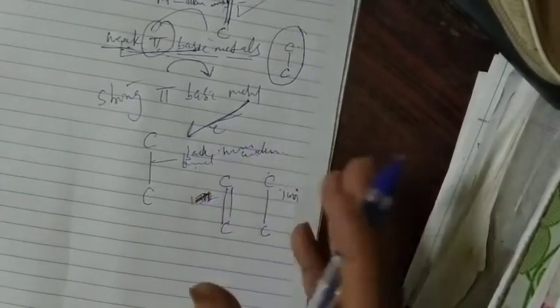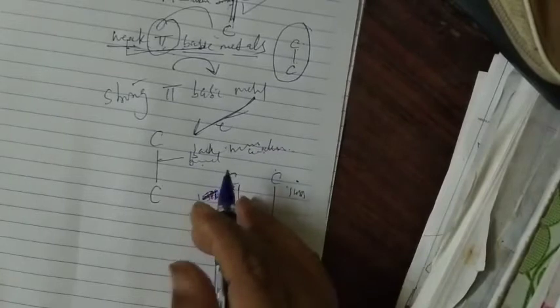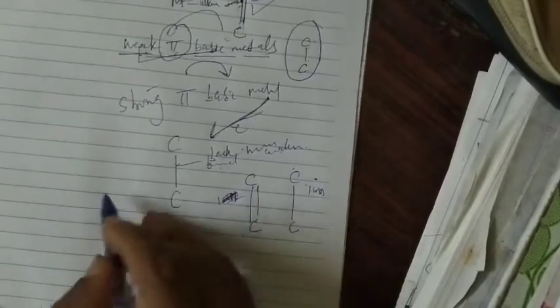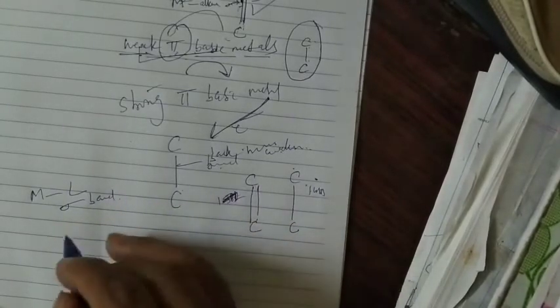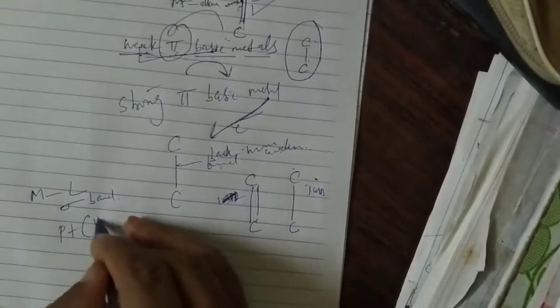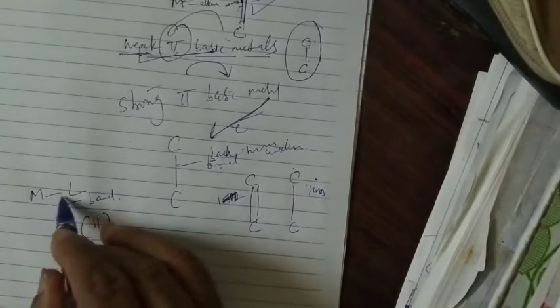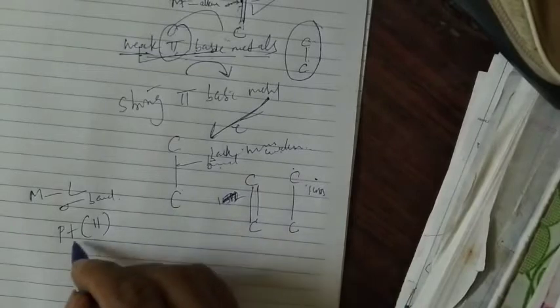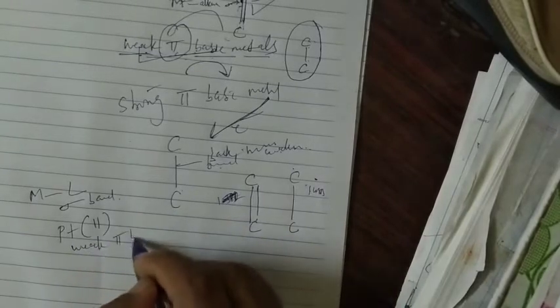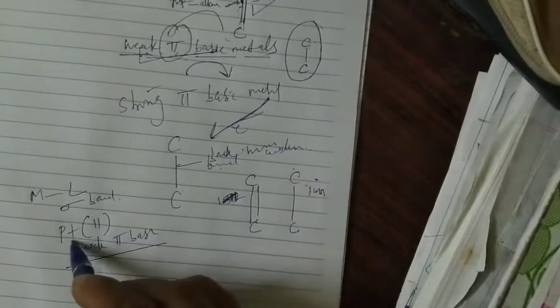And for Zeise's salt itself, it has the metal-to-ligand sigma bond. Sigma bonding will predominate because of platinum(II). So this is very much in Zeise's salt. The metal-to-ligand bonding is predominating here because platinum(II) is a weak pi base. This is very much important: platinum(II) in Zeise's salt is a weak pi base.